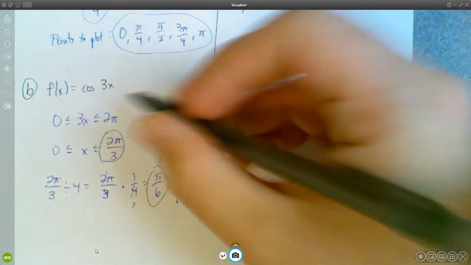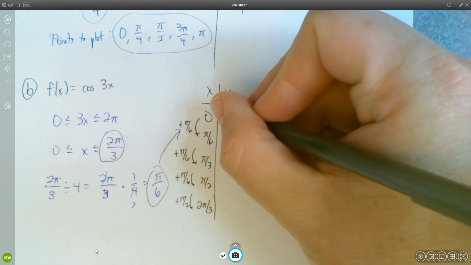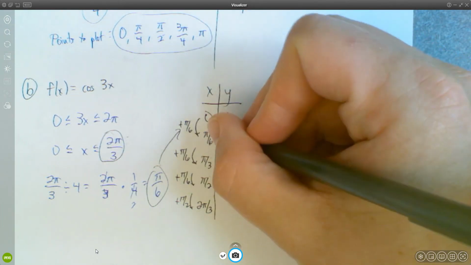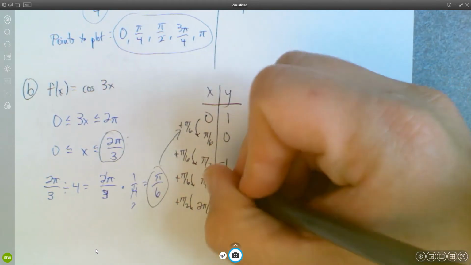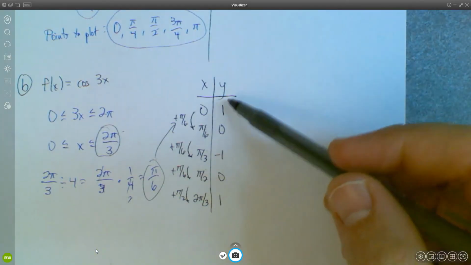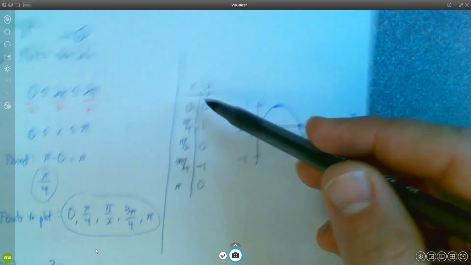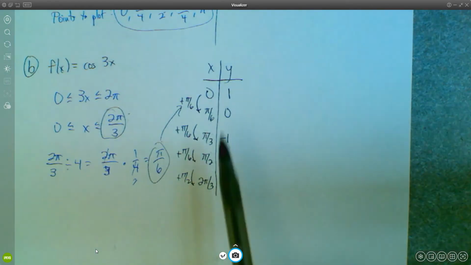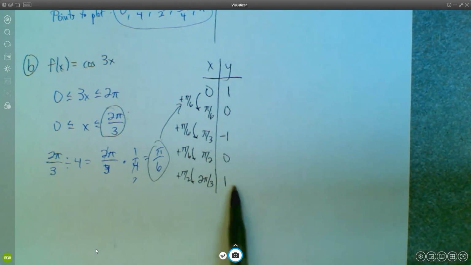The other thing is that if you memorize the pattern for cosine, then you know for cosine we start at 1, and then we go to 0, and then -1, 0, and 1. And I just have that memorized, right? I just have that pattern memorized. This is the pattern for cosine, this is the pattern for sine. But if you have the pattern for cosine memorized, then you can just write those things down.